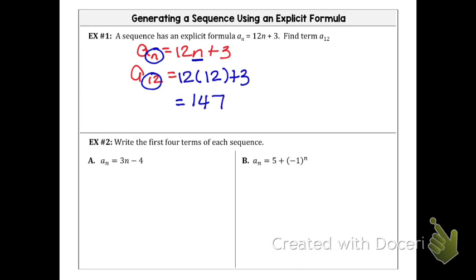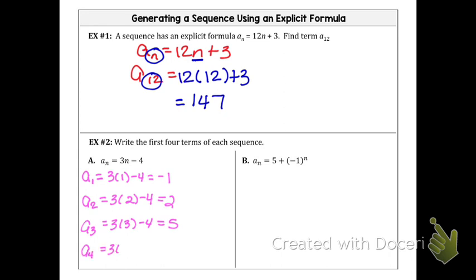And then example 2 wants us to find the first 4 terms of each sequence. So we're going to be looking for our first term. n is now 1, so we have 3 times 1 minus 4. Looking for the second term, n is now 2: 3 times 2 minus 4. Third term, n is now 3: 3 times 3 minus 4. And then our fourth term, where n is now 4, so 3 times 4 minus 4. And there are the first 4 terms of that sequence. Same thing for B.